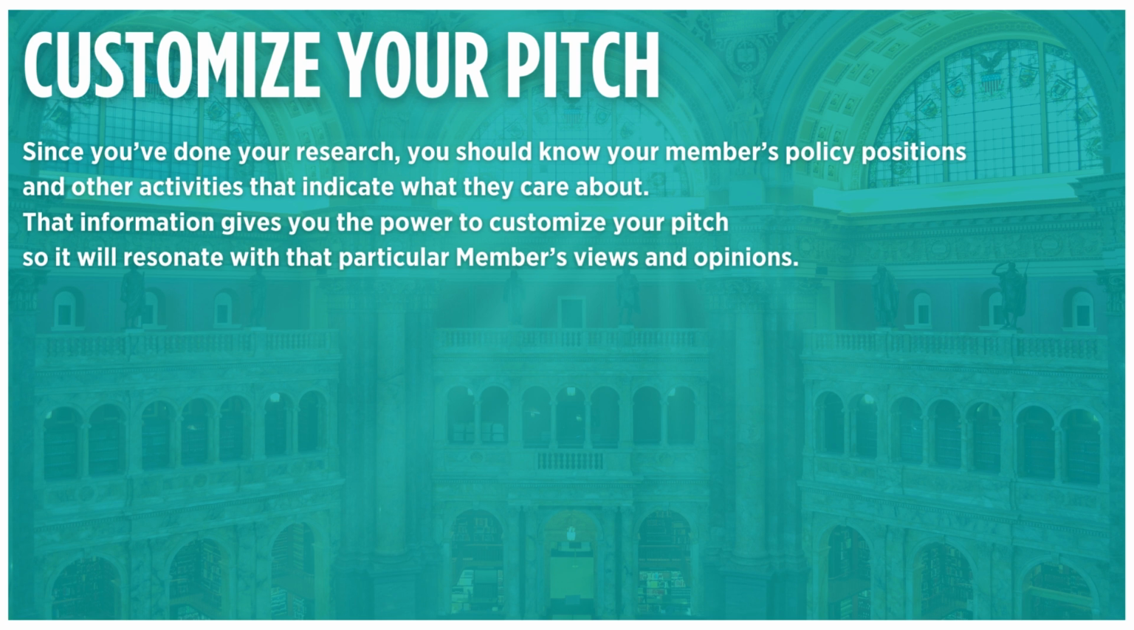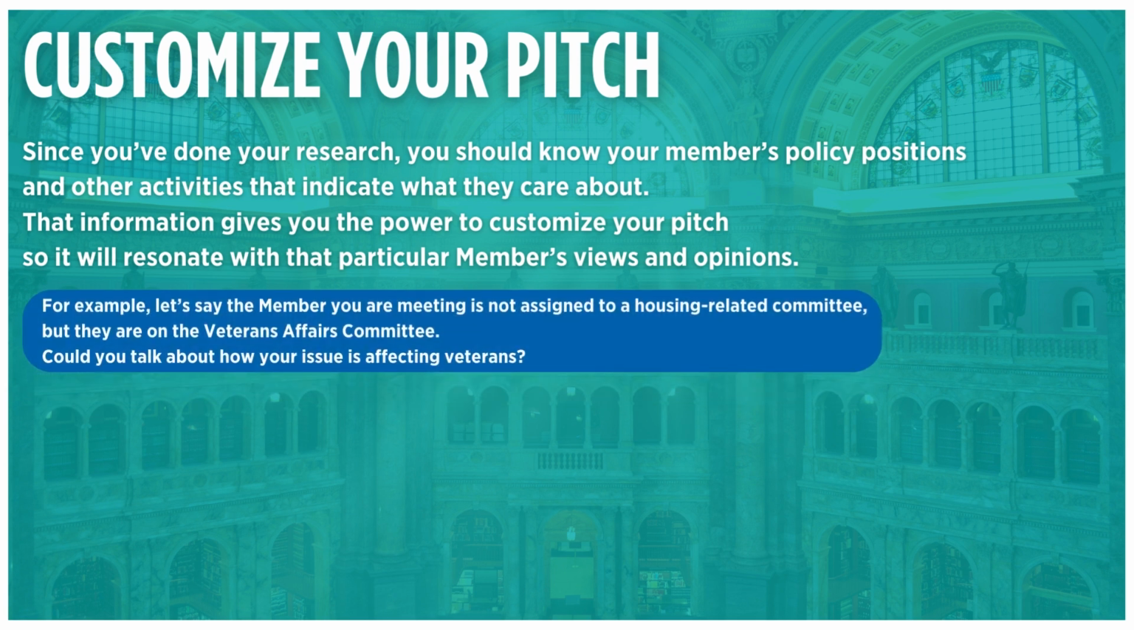In many cases, the connections are obvious, things like if they're assigned to a relevant committee, but in other cases, you have to look deeper and more creatively to connect what you care about to what members care about. For example, let's say the member you're meeting with is not assigned to a relevant housing committee, but they happen to be assigned to the Veterans Affairs Committee. Perhaps you could talk about how your issue is affecting veterans.